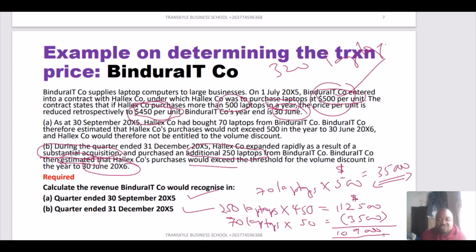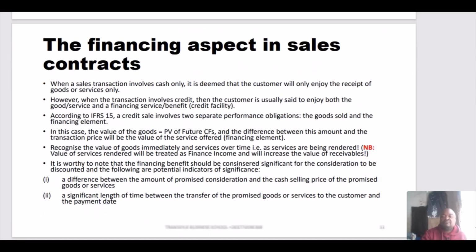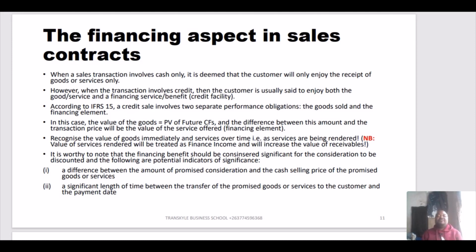Are we together, ladies and gentlemen? Good. Let us move. Now, let's talk about the financing aspect, the financing. Remember, sometimes this revenue, which you need to recognize, would also be affected by the issues to do with financing.